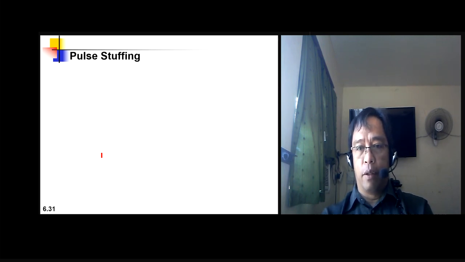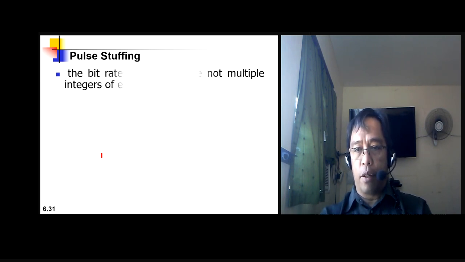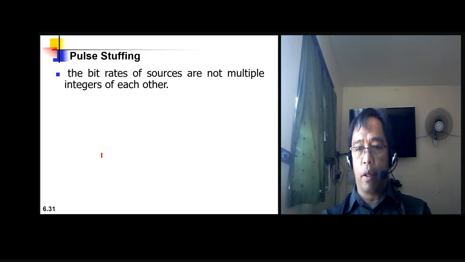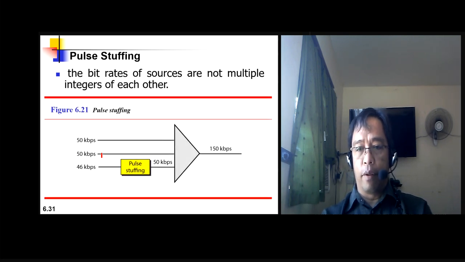False stuffing. Sometimes the bit rates of sources are not integer multiples of each other. One solution is to make the highest input data rate the dominant data rate and add dummy bits to the input lines with lower rates. This technique is called false stuffing, bit padding, or bit stuffing. The idea is reflected in figure 6.21. The input with a data rate of 46 kbps is false stuffed to increase the rate to 50 kbps. Now, multiplexing can take place.